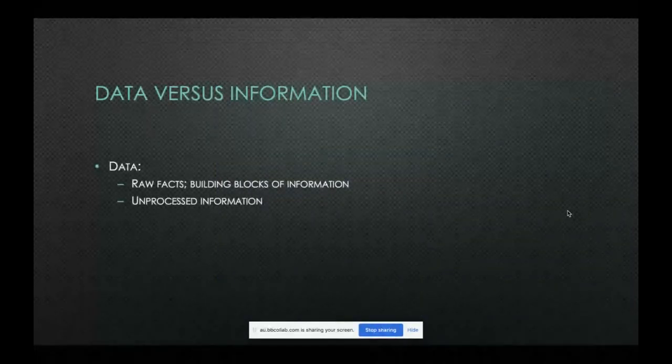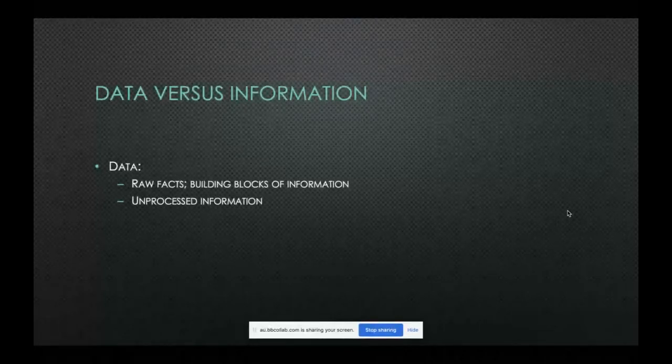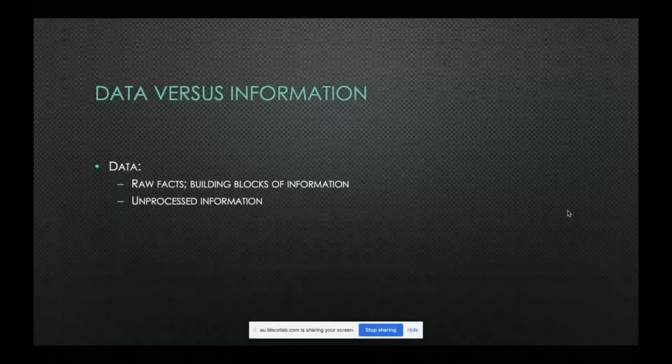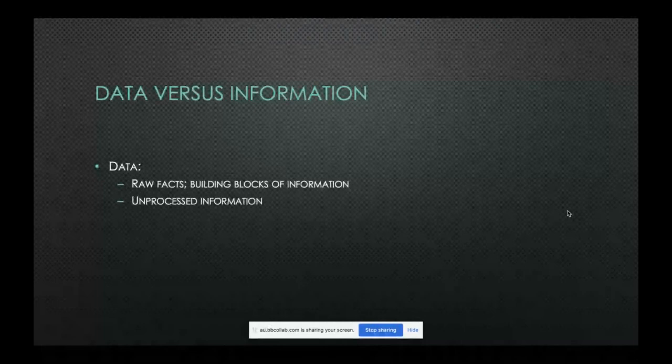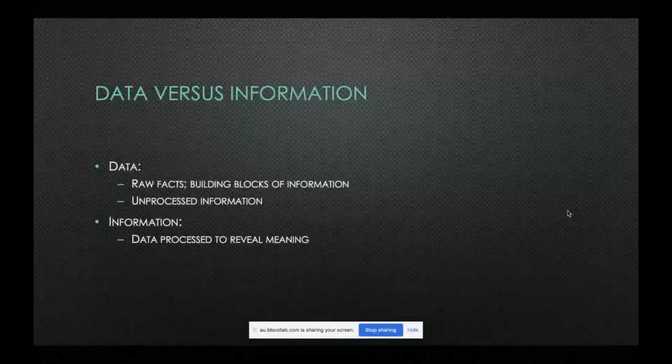So data is mainly about facts, about numbers, and it's just a building block of information. Normally it's numbers or text or some type of value representation. It can be sound, video, or audio, something like that. So that is the data. But information is the processed data, right?